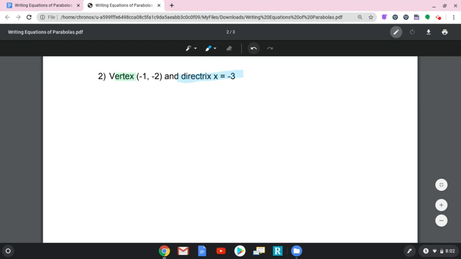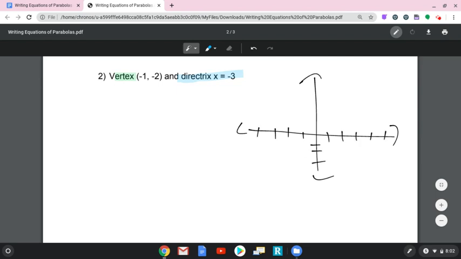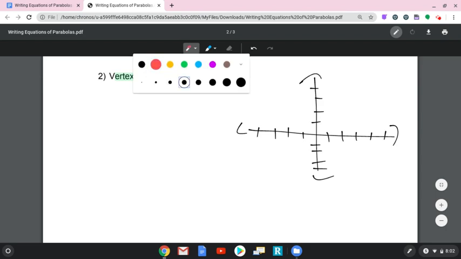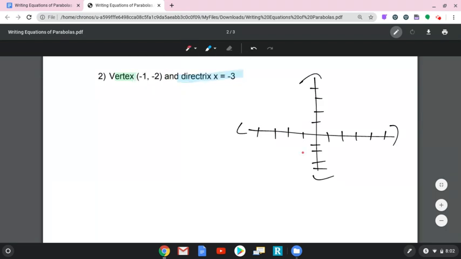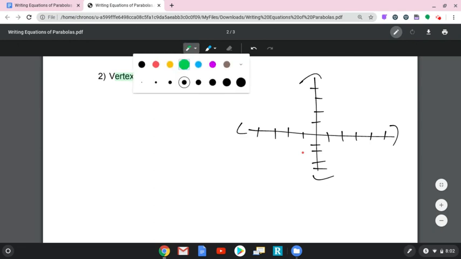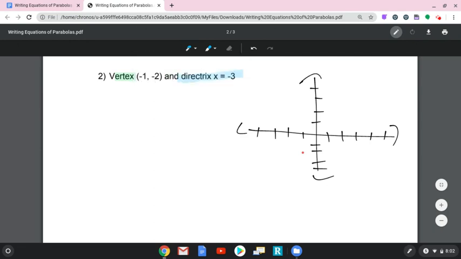So if I want to know whether this is an up and down parabola, I do a rough sketch. I have the point -1, -2. And then I have my directrix, which is a vertical line at 1, 2, 3. So that's the vertical line. Now, the focus would be in the opposite direction of that directrix.